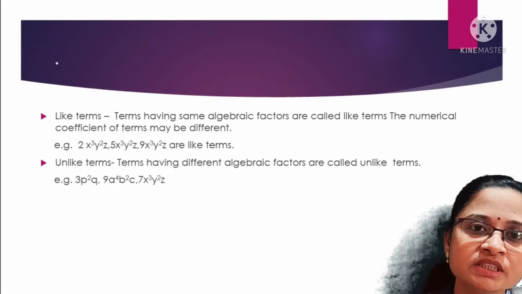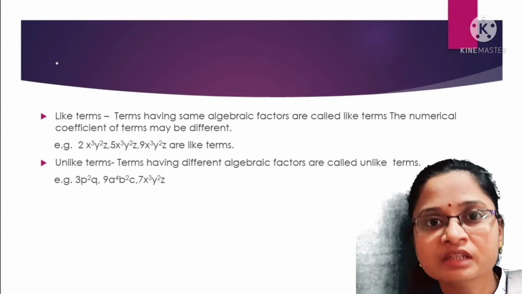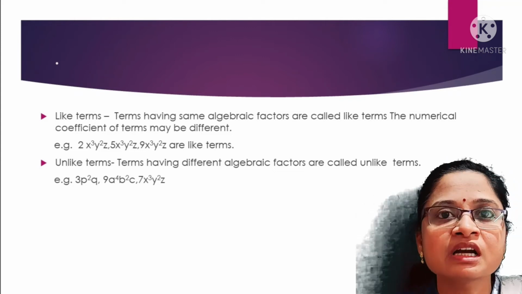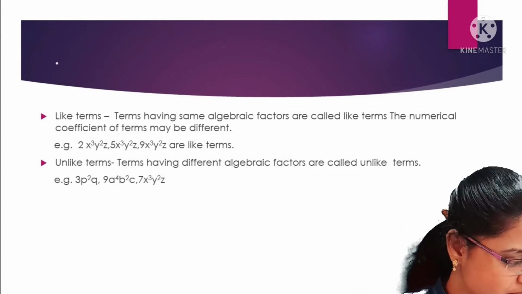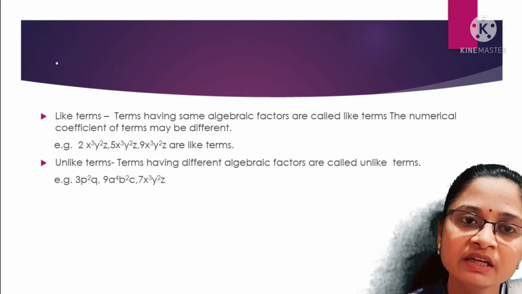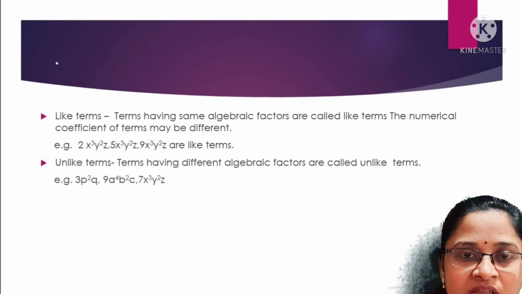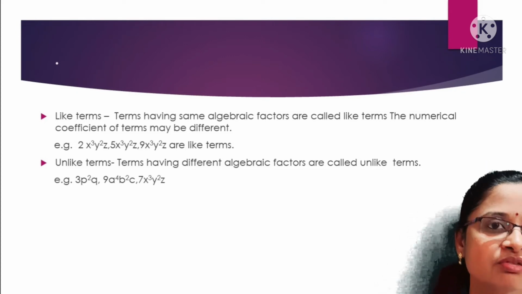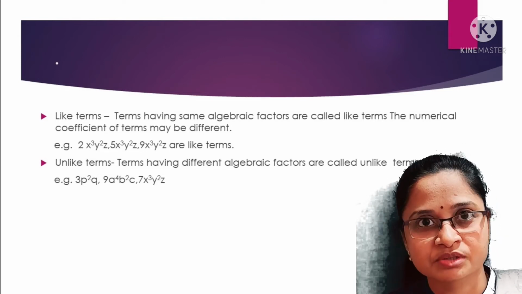Now we will switch towards like terms and unlike terms. See here, first we will see like terms. The name itself shows that in these the algebraic factors are similar, but the coefficients may be different. See the example: 2x cube y square z, plus 5x cube y square z, and 9x cube y square z. In this case all variables are similar and the powers of all variables are the same. The power of x is 3, the power of y is 2 and the power of z is 1. So these are like terms.